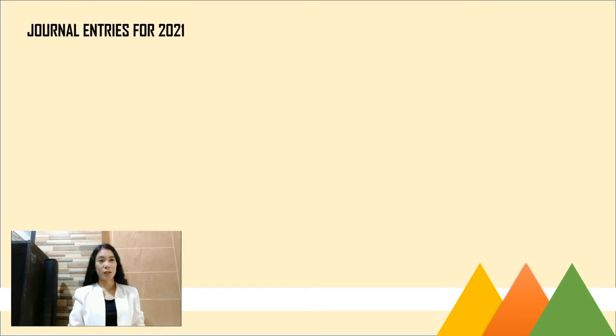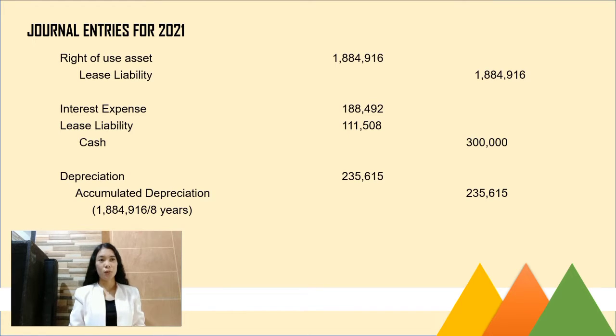Journal entries for 2021. So the first entry, we debit right of use asset or ROUA amounting to 1,884,916 and we credit lease liability amounting to 1,884,916. So the second entry, we record the first annual payment on December 31, 2021. We debit interest expense amounting to 188,492 and we also debit lease liability amounting to 111,508 and then we credit cash amounting to 300,000.